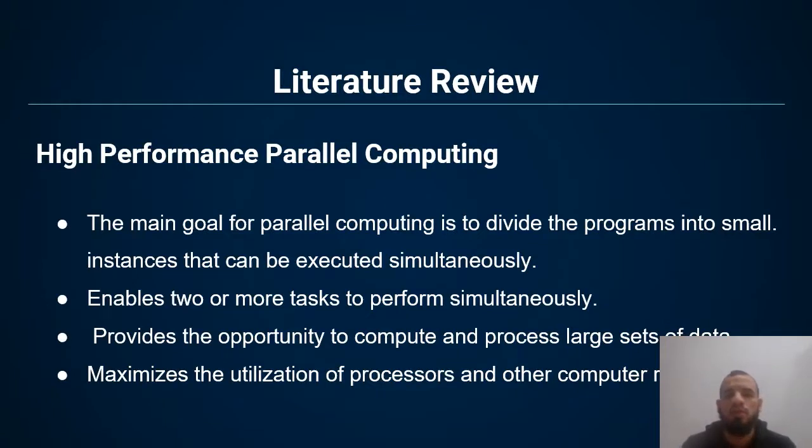So let's start our literature review by talking about the general concept of parallel computing. The main goal of parallel computing is to cut the program into small chunks or parts. Now, why do we do that? We do that to allow these parts or chunks to execute simultaneously at the same time, and therefore we can perform several tasks simultaneously as well.